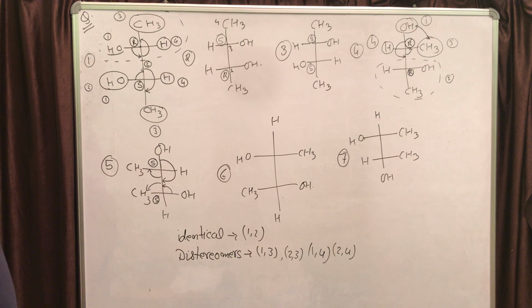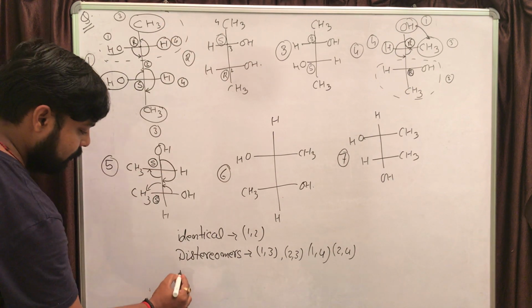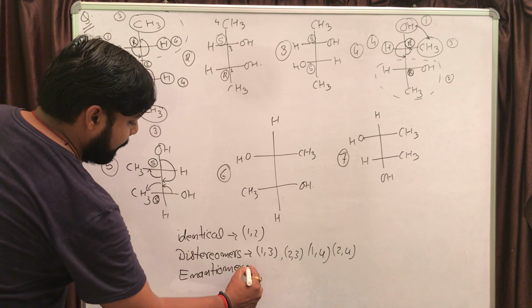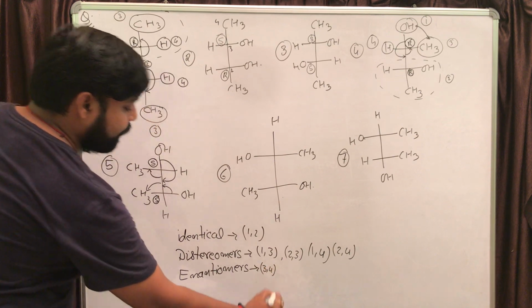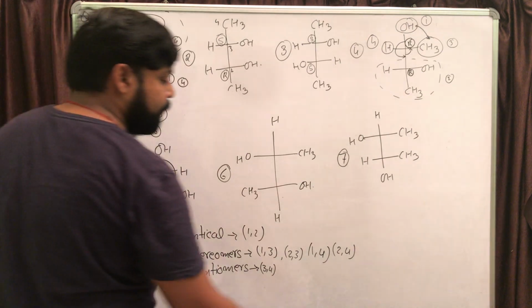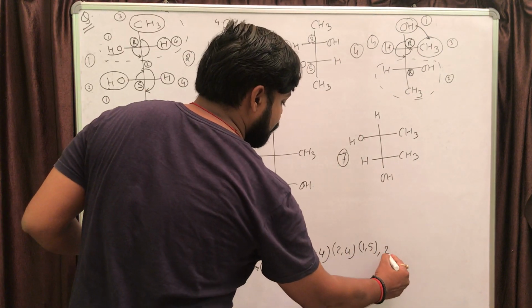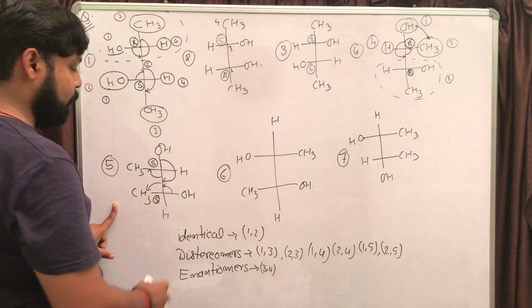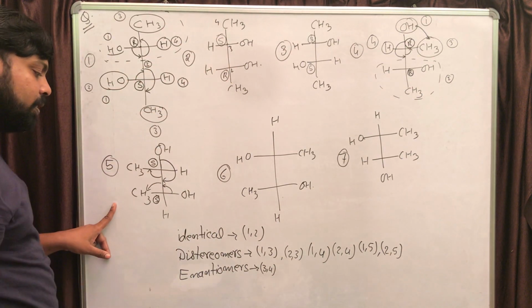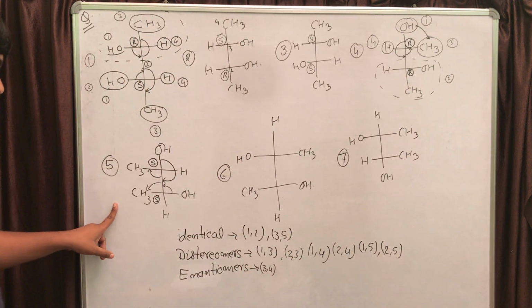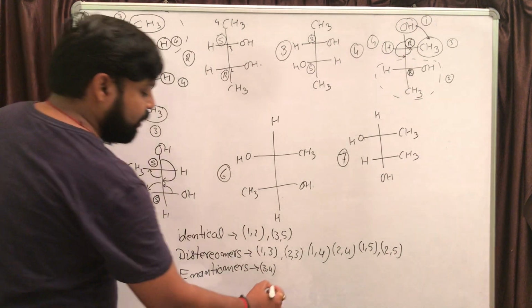Now, if you observe, 3 and 4 were enantiomers, no? Write the enantiomers also. 3, 4 are enantiomers. Now 1 and 5. 1 and 5 are diastereomers. Similarly, 2 and 5 are diastereomers. 3 and 5 are identical because both are having the same configuration, SS over there, SS over here. 3 and 5 identical. 4 and 5 enantiomers.